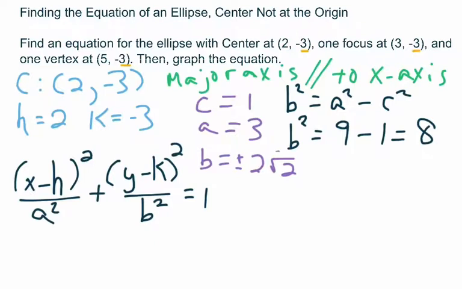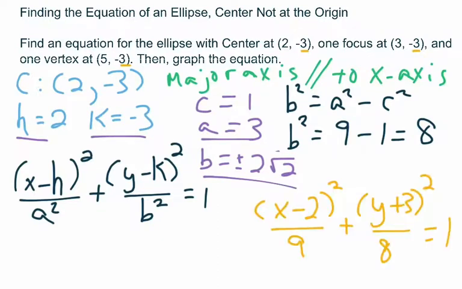Recall that h equals 2, k equals -3, a equals 3, and b equals 2 square root of 2. We can substitute these values into our equation, and this gives us (x minus 2) squared over 9 plus (y plus 3) squared over 8 equals 1.